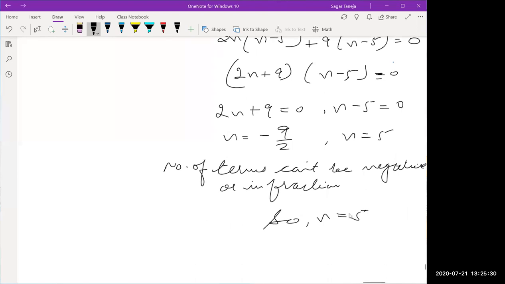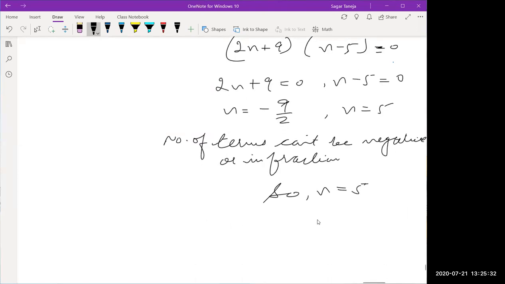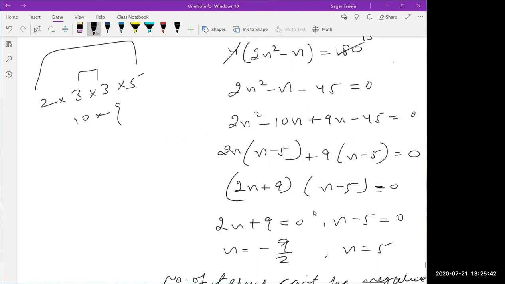Once you get the value of n, then you can take out the value of an. Myansh has written the value of n as 5 and the value of an as 34. How? Okay, fine. Let me see that.